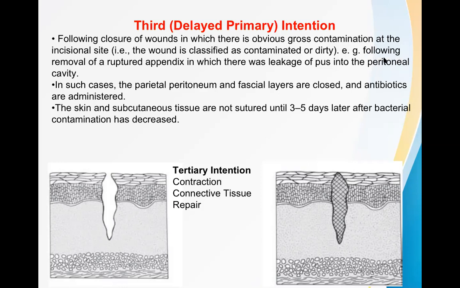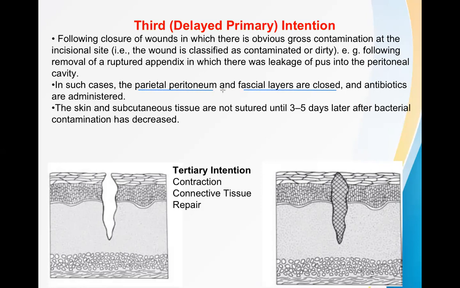A good example here is following removal of a ruptured appendix in which there was leakage of pus into the peritoneal cavity, a perfect case of dirty wound. Now what will the surgeon do here? Let's talk about it. See this? In such cases, only the parietal peritoneum and the fascial layers are closed. Skin is not closed now. If you close the skin, probably that infection is not going to get settled. The infection will further increase.